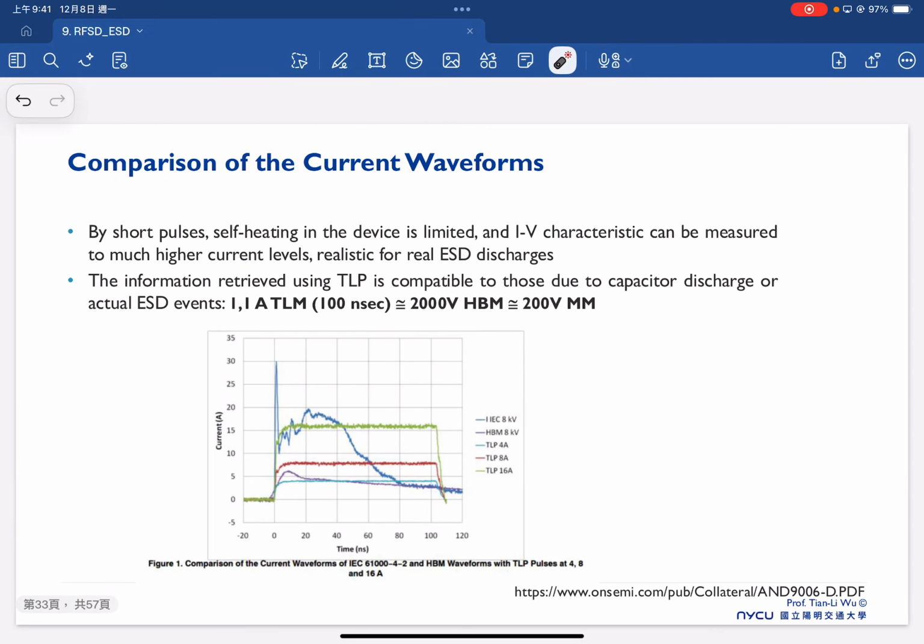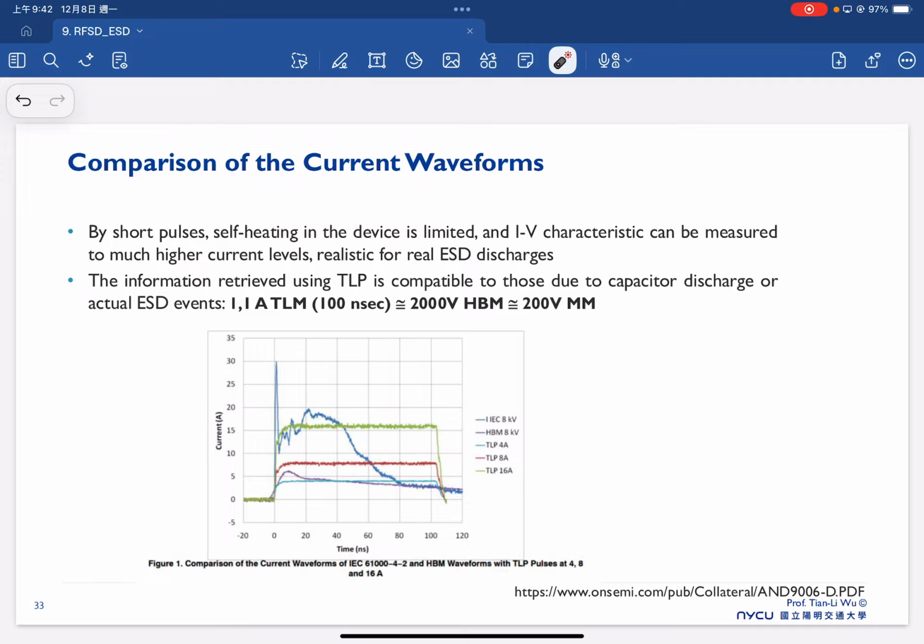So here is a comparison of the waveforms coming from the different testing methods. We have the testing method for the HBM, human body model, and also the TLP here. We can see that by using a short pulse, the self-heating in the device is limited. So the IV characteristic can be measured to a much higher current level. That's more realistic for the ESD discharging.